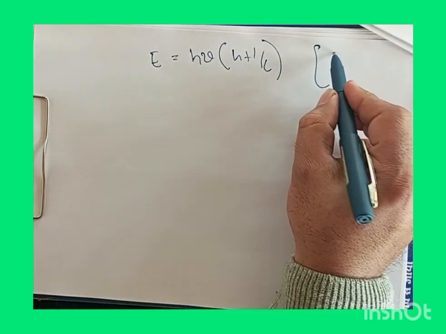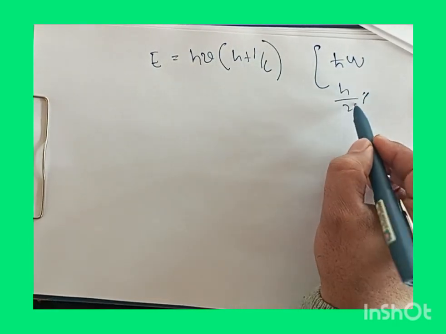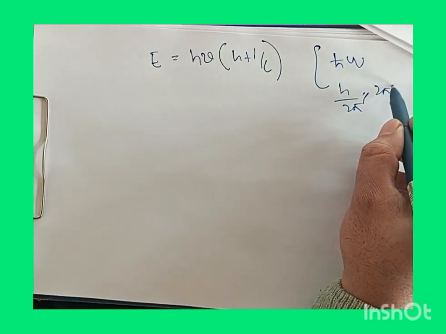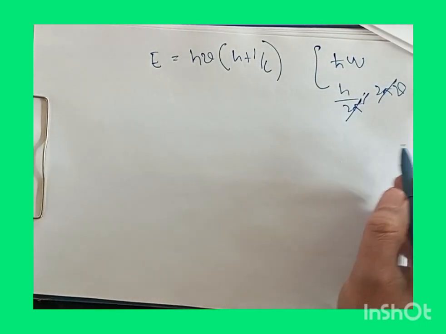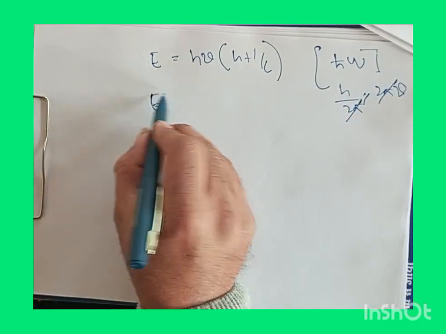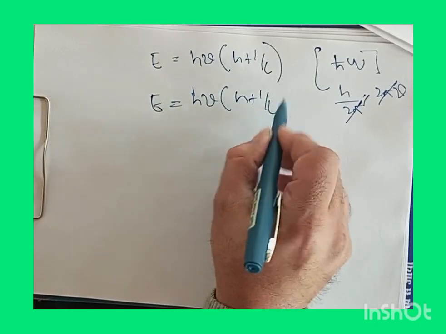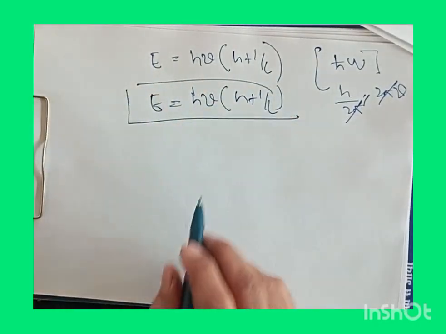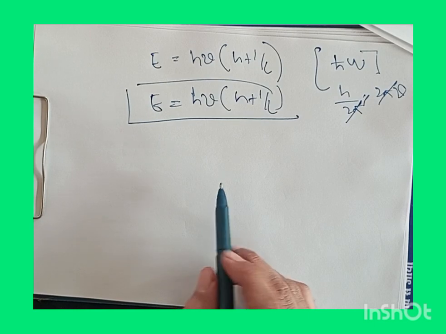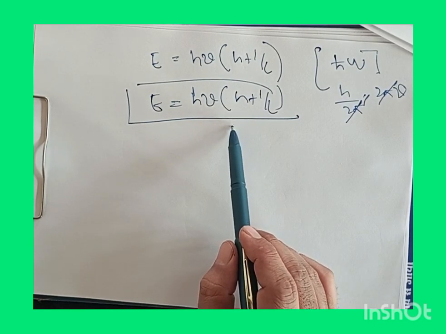For that we can use this h cross omega. So this is h by 2 pi times 2 pi nu. So 2 pi and 2 pi cancel. So this h cross omega that we have gives us h nu times n plus 1 by 2. That's the case. So what's going to happen here is that we have discrete values for energy.